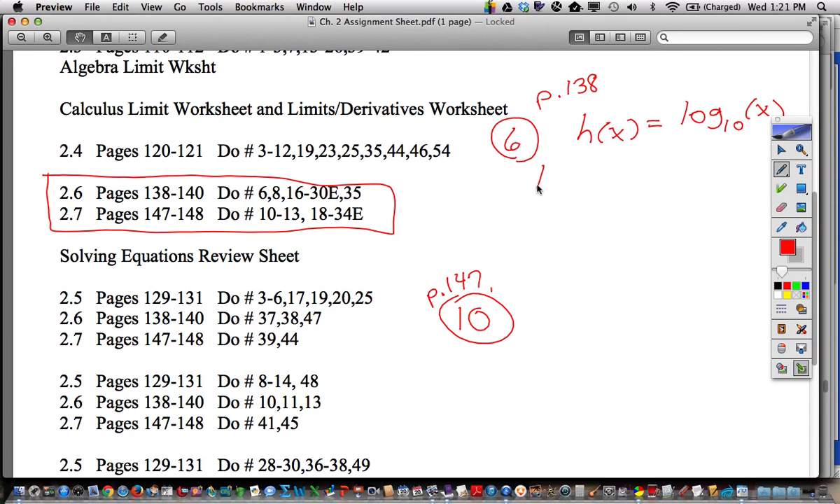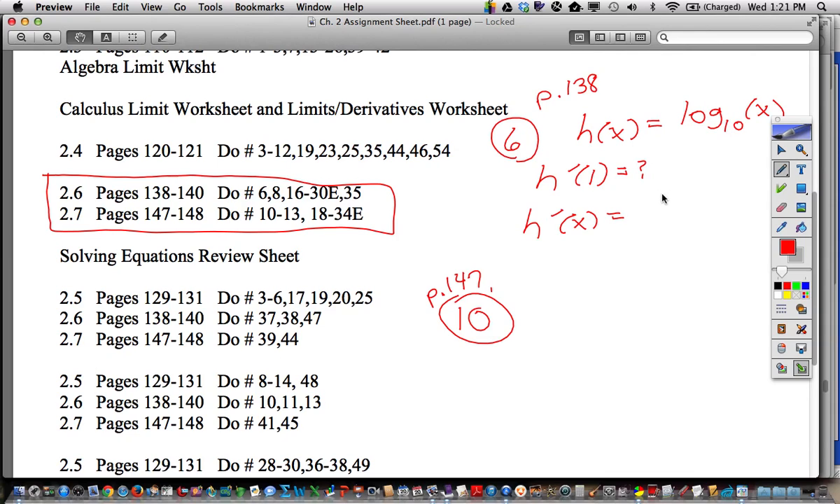So then they ask you for h prime of several things. Like one of them is they ask for h prime of 1, for example. What's h prime of 1? Well, what would you do to find h prime of 1? Do h prime of x, right? Follow the rule to do h prime of x and then plug a 1 in for x. It's that simple.